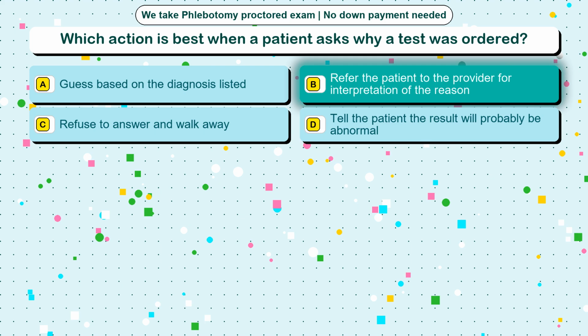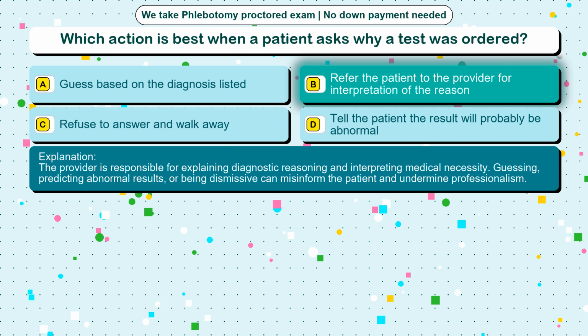The correct answer is option B. Refer the patient to the provider for interpretation of the reason. The provider is responsible for explaining diagnostic reasoning and interpreting medical necessity. Guessing, predicting abnormal results, or being dismissive can misinform the patient and undermine professionalism.